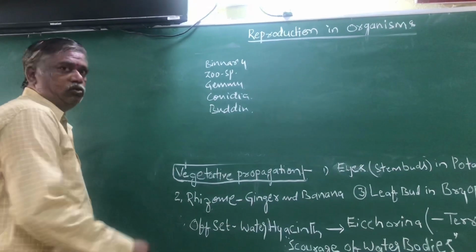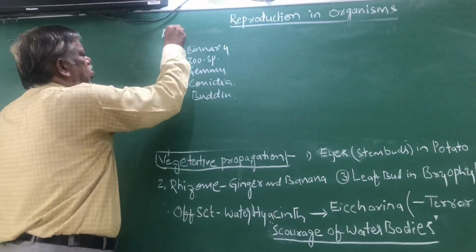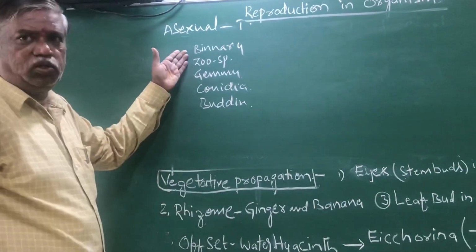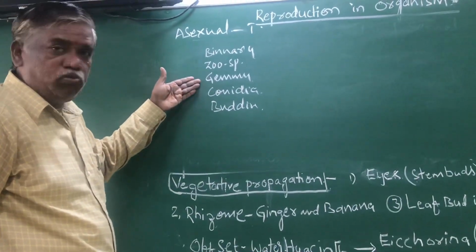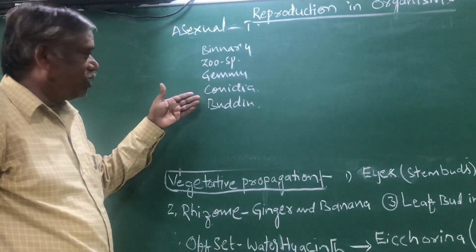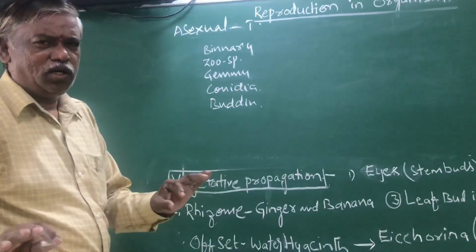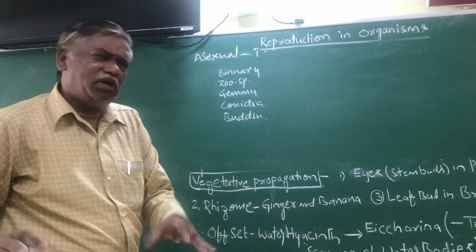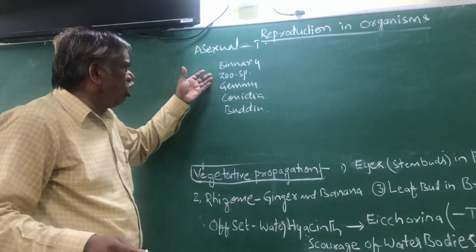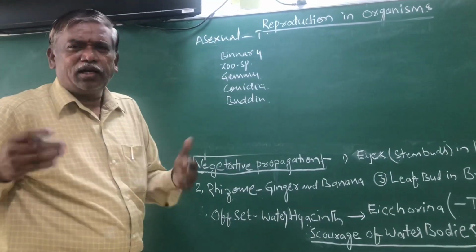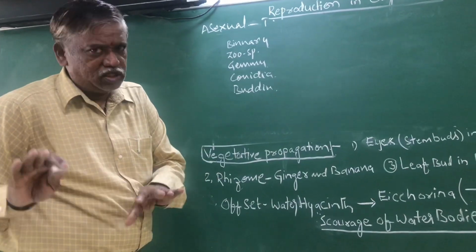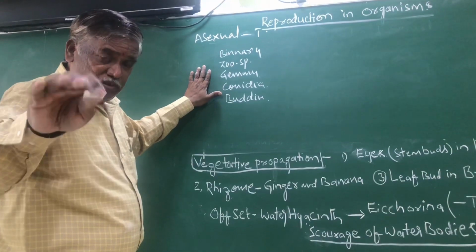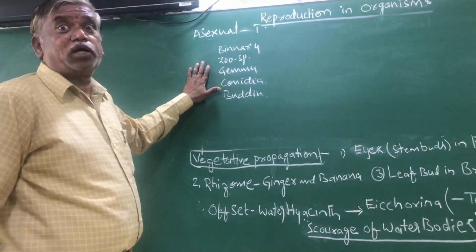Now, asexual reproduction types: binary fission, spores, gemmules, conidia, budding. These are the types of reproduction according to our NCERT syllabus. Along with these five types, many other types are also there, but there is no need to discuss all the remaining types. But in this NCERT syllabus, there is also another mode of asexual reproduction.